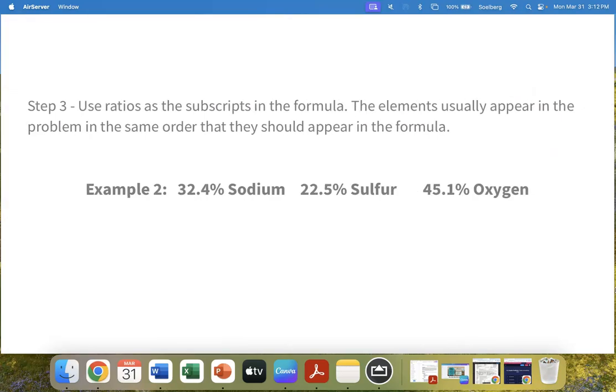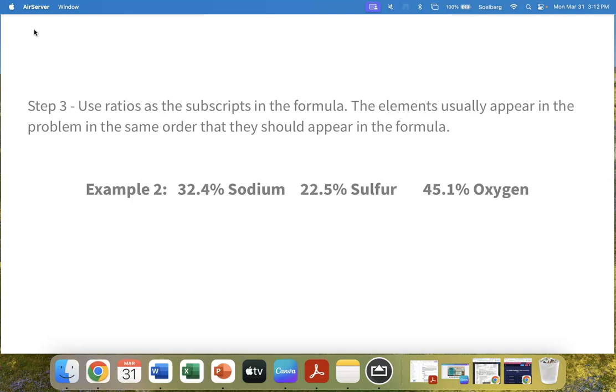Okay, and then our third step is we're going to use ratios as the subscripts in the formula. These elements usually appear in the problem in the same order that they should appear in the formula. Okay, we're going to do this one together. So the example is if we have 32.4% sodium, 22.5% sulfur, and 45.1% oxygen, and we're trying to figure out what the empirical formula is.